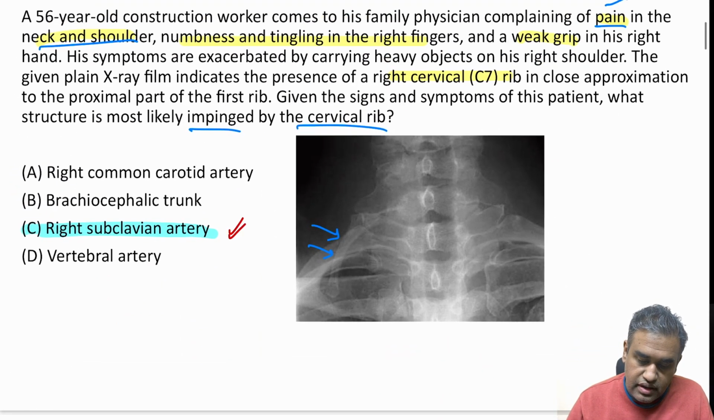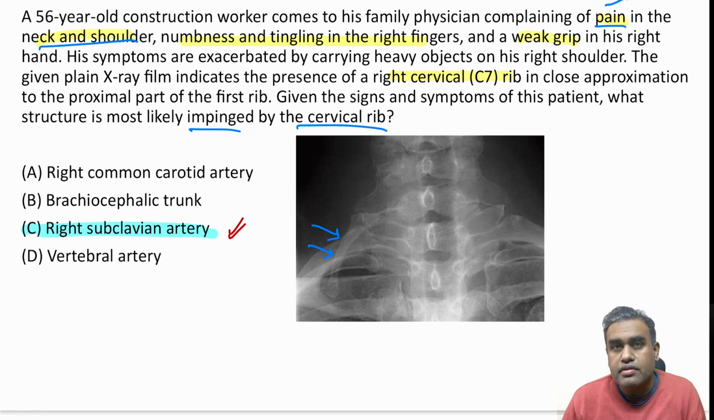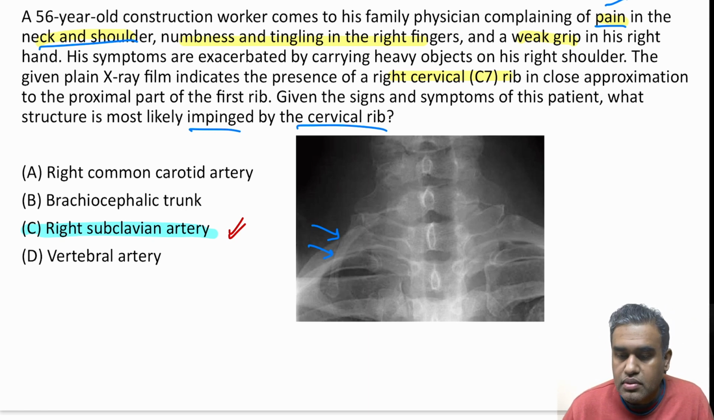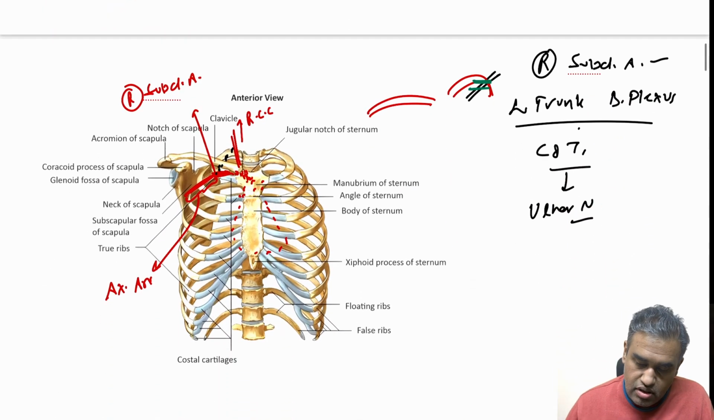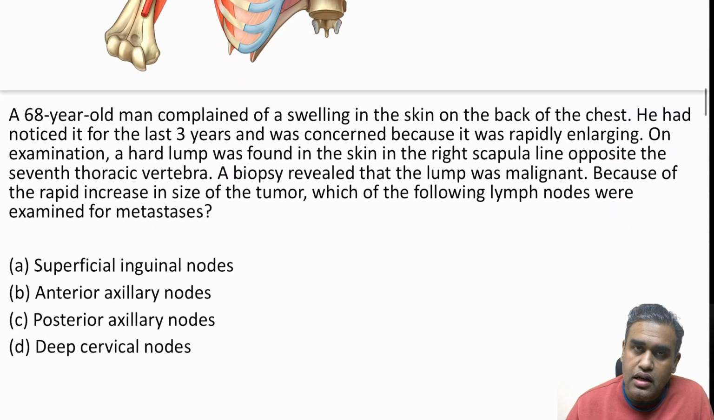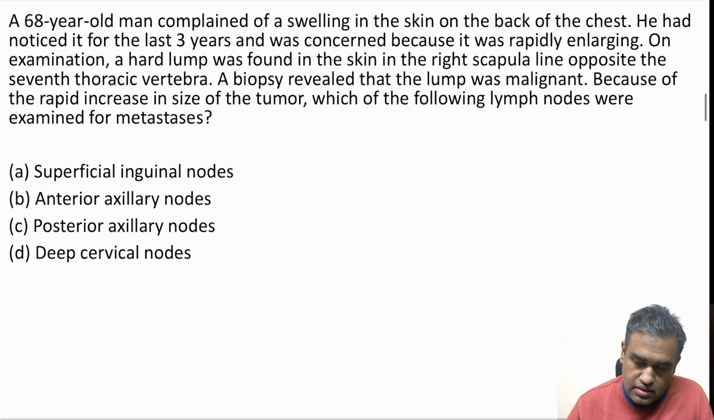The question was about the cervical rib, and remember that cervical rib as a finding is very common. Okay, as a finding it's quite common, and 1.5 to 1% of the population has a cervical rib. So remember that. The take home point: subclavian artery and lower trunk of the brachial plexus. Normally these are compressed. Let's go to the next one.